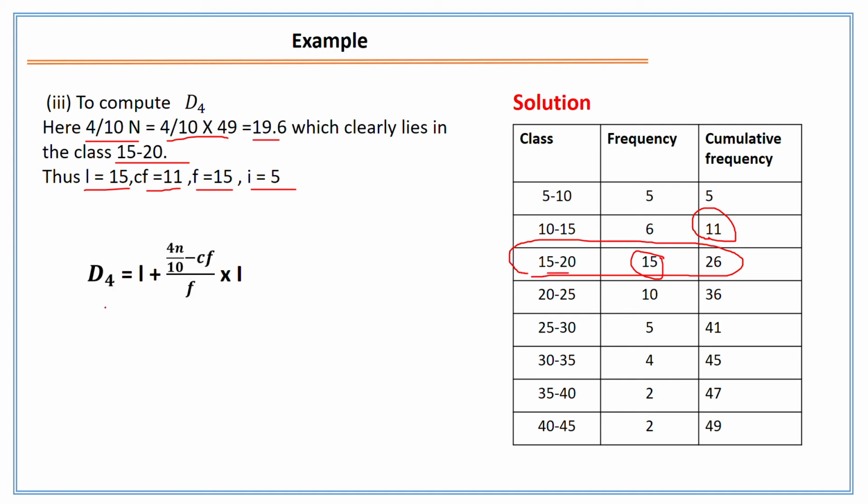So our decile 4 is L plus 4 by 10 N minus CF upon F into I. By mistake it is written L, but it is I. So 15 plus 19.6 minus 11 upon 15 into 5. 15 plus 2.87 is equal to 17.87. So our fourth decile is 17.87.